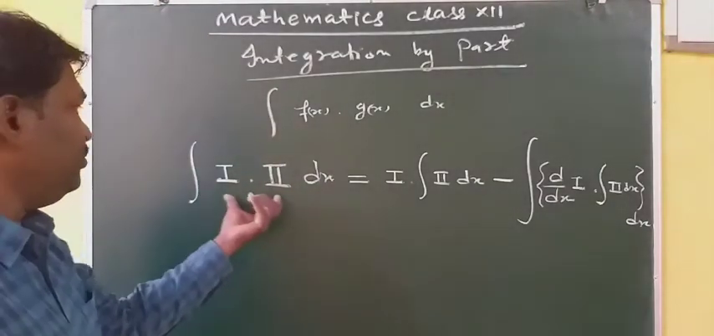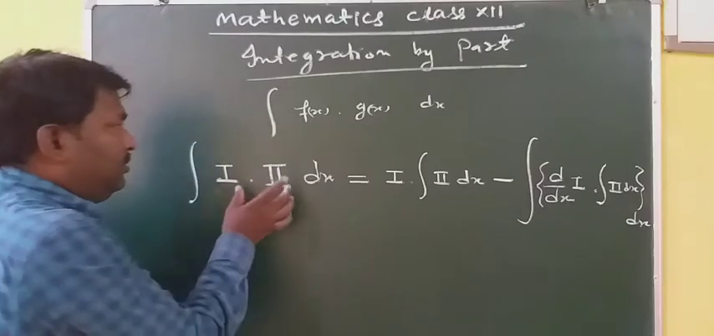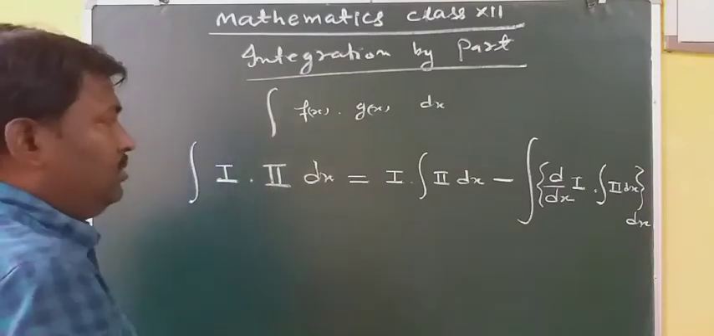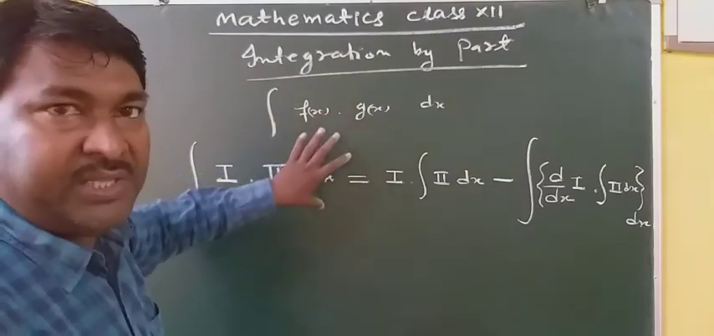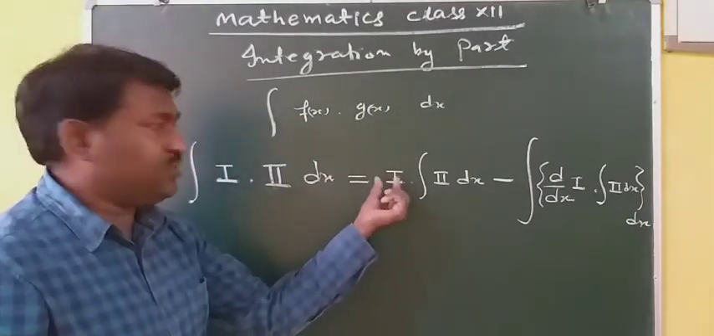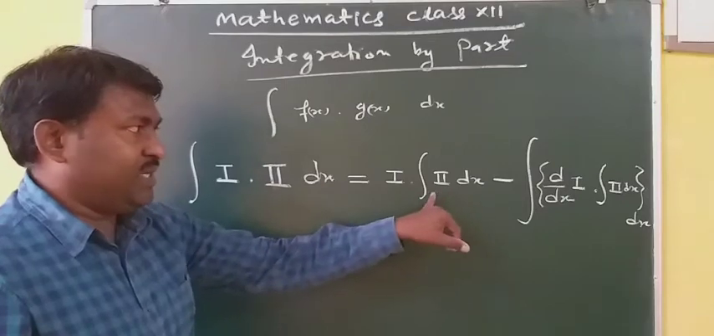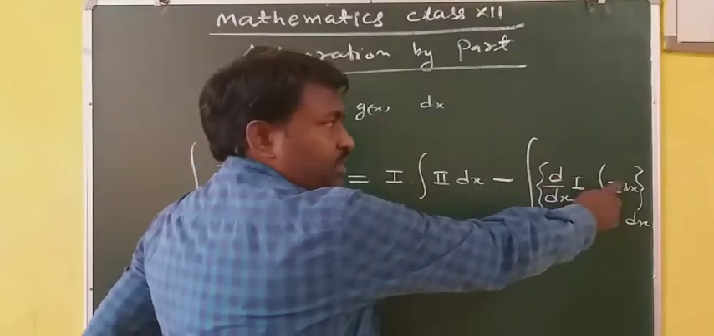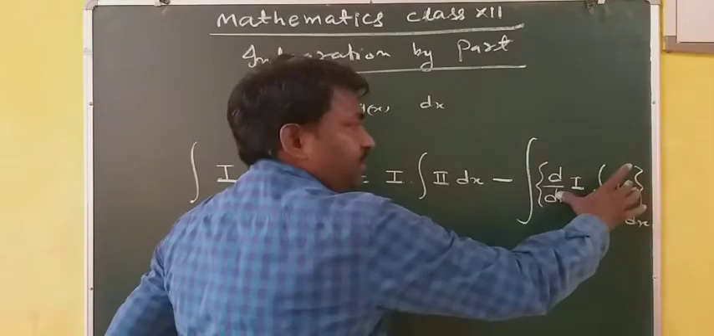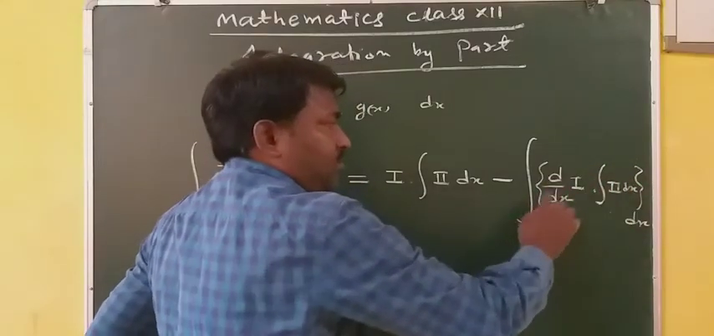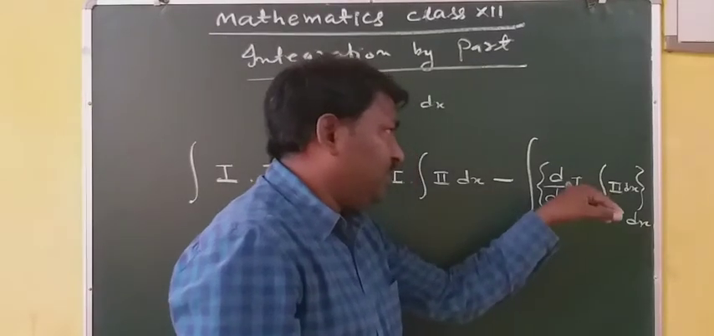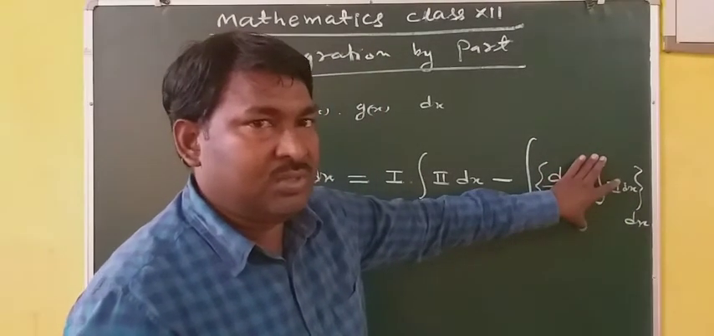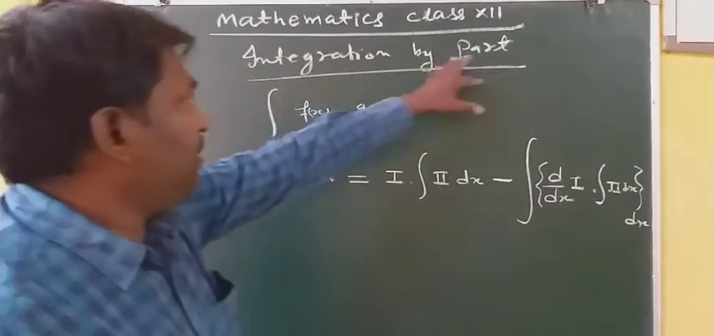Once again, I would like to explain this formula. Integration of the product of two functions, first and second, is equal to whatever function you have taken as first, written as it is, into integration of second function, minus differentiation of first function into integration of second function. Whatever result you get from here, again integrate that one. Okay, that means the differentiation of first into integration of second: whatever is the result, integrate once again. So applying this formula for integration by parts, you can solve.